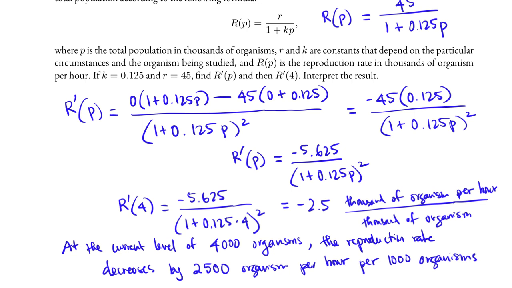Now the units are a little bit strange here, but we have to include thousands of organisms per hour, which is the unit for R, over the unit of P, which is also thousands of organisms.